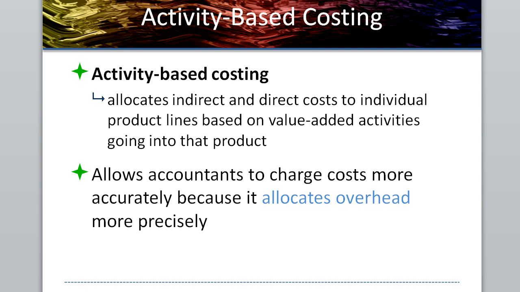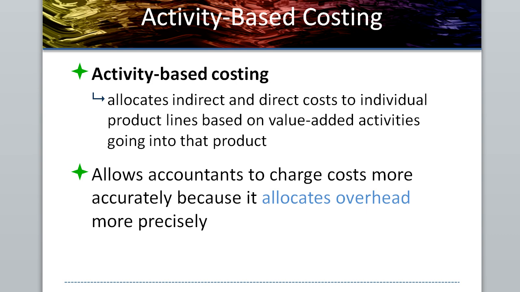So you take all those costs, the indirect and direct costs, and you allocate them directly to individual products or individual product lines. And you look at the value-added activities going into the product. So you'll say, here's a tube of toothpaste. We need to know what its share of the allocation is.